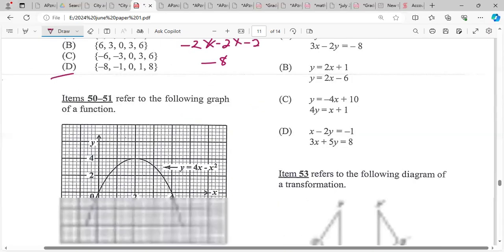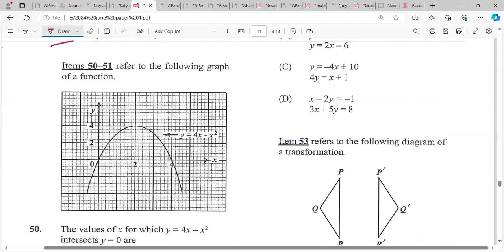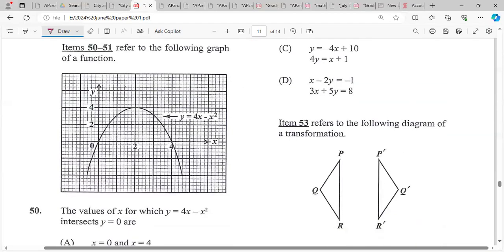All right, let's go. Items 50 to 51 refer to the following graph of the function. The values of x for which y equals 0. Now the line y equals 0 is the actual x-axis, and it's where the graph cuts the x-axis. So it's at 0 and 4.